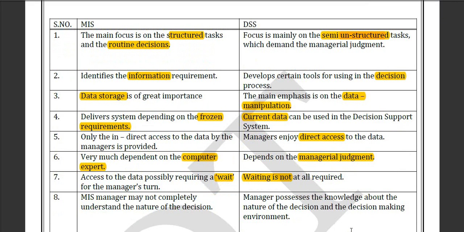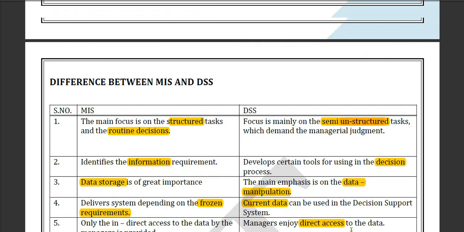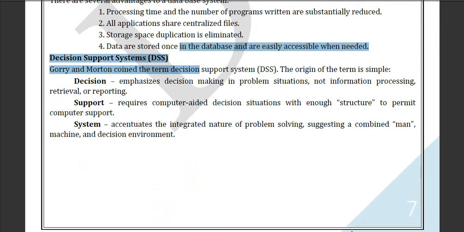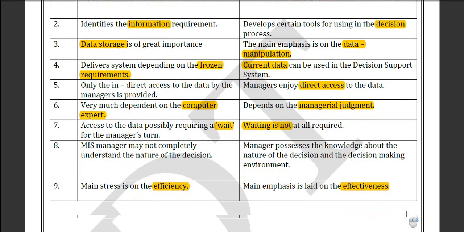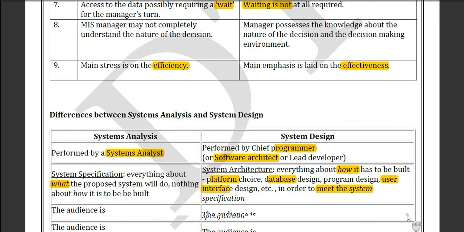Here are some differences between MIS, which is management information system, and DSS, which is the decision support system, given below. You can take a snap of this and go through it. This one is also a middle level important question for your exam. Take a snap of this one. Okay, moving on to the next.